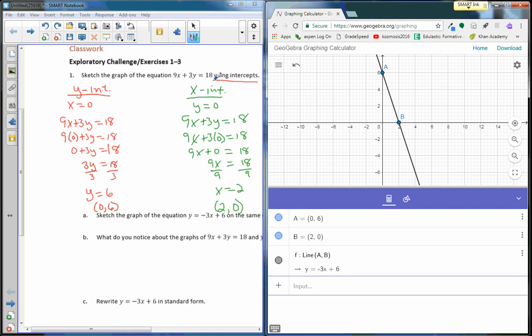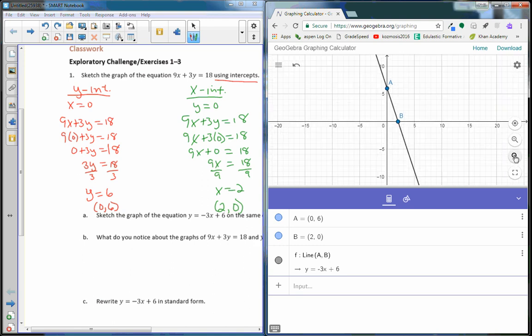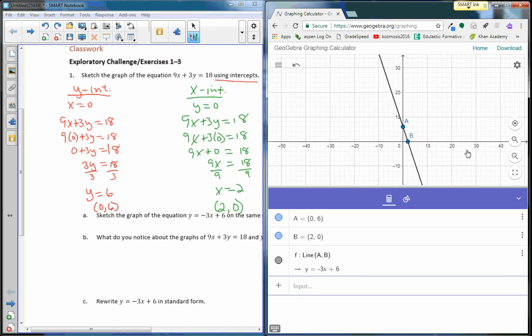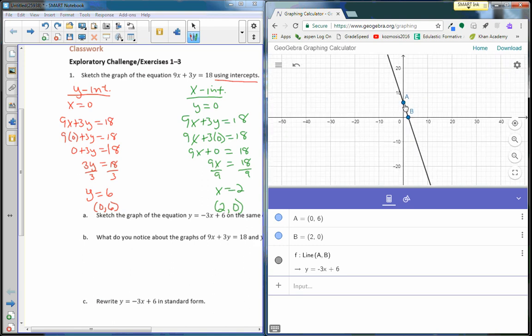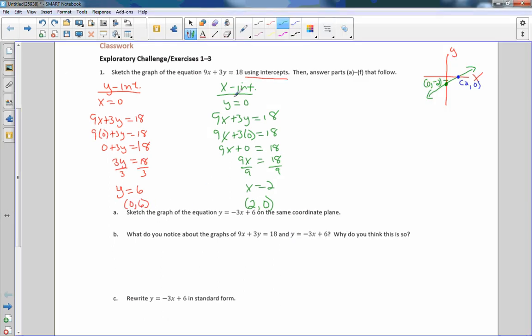Okay, so this was standard form, and it put it in slope-intercept form for us. Interesting. So now I'm going to zoom out a little bit, and as you can see, that is just a straight line going through those 2 points, (0, 6) and (2, 0). Okay. So now it says to sketch the graph of the equation y equals -3x plus 6.